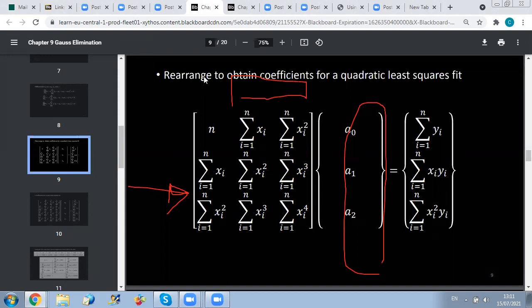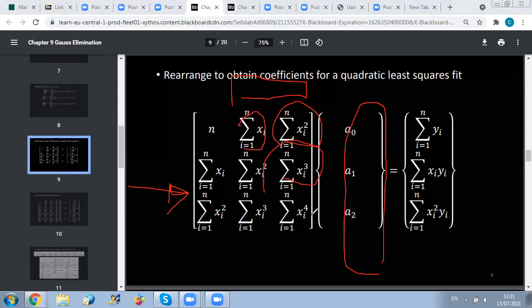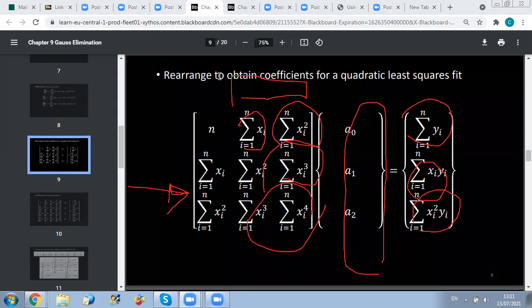Okay. Here, since it was developed in class, I can look at it and see what are the summations I need to get A0, A1, and A2. I need sum of xi, sum of xi squared, sum of xi cubed, sum of xi to the power 4, sum of yi, sum of xi yi, and sum of xi squared yi. So now I go to my table here.